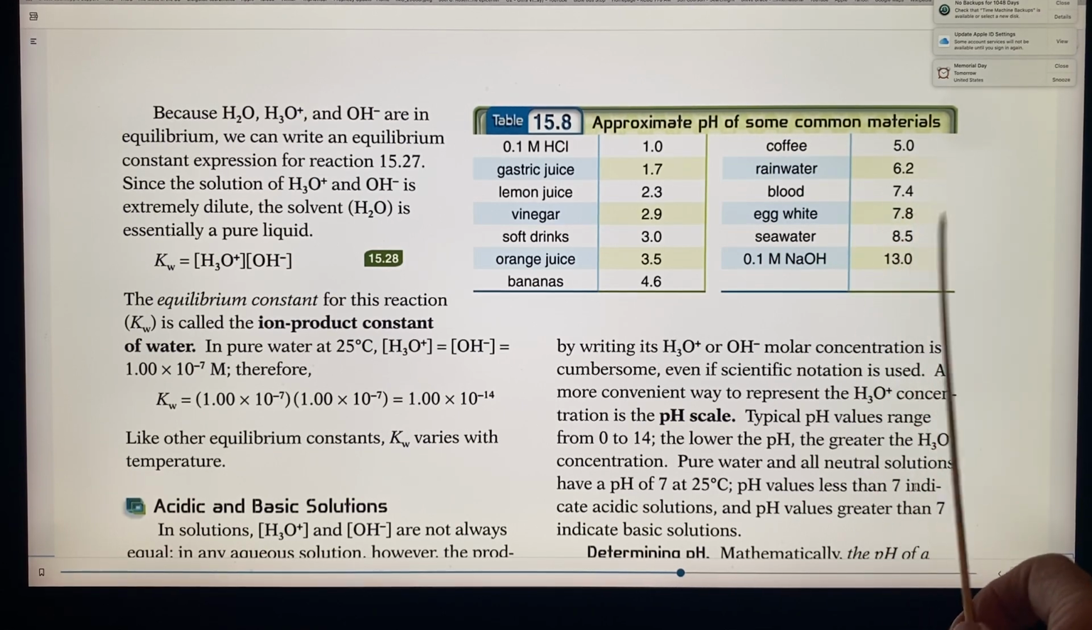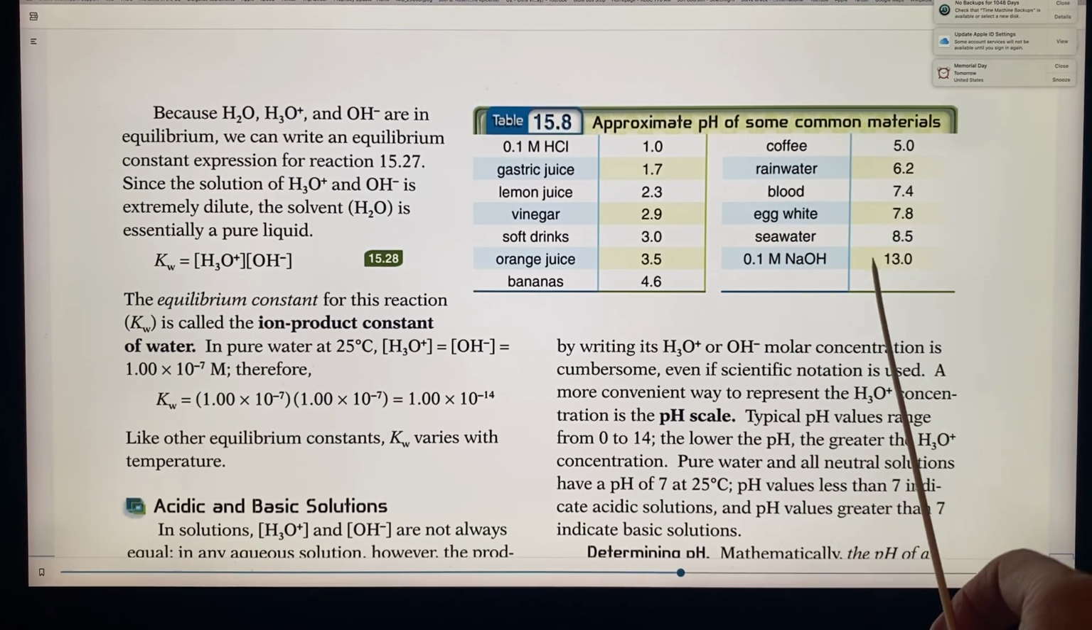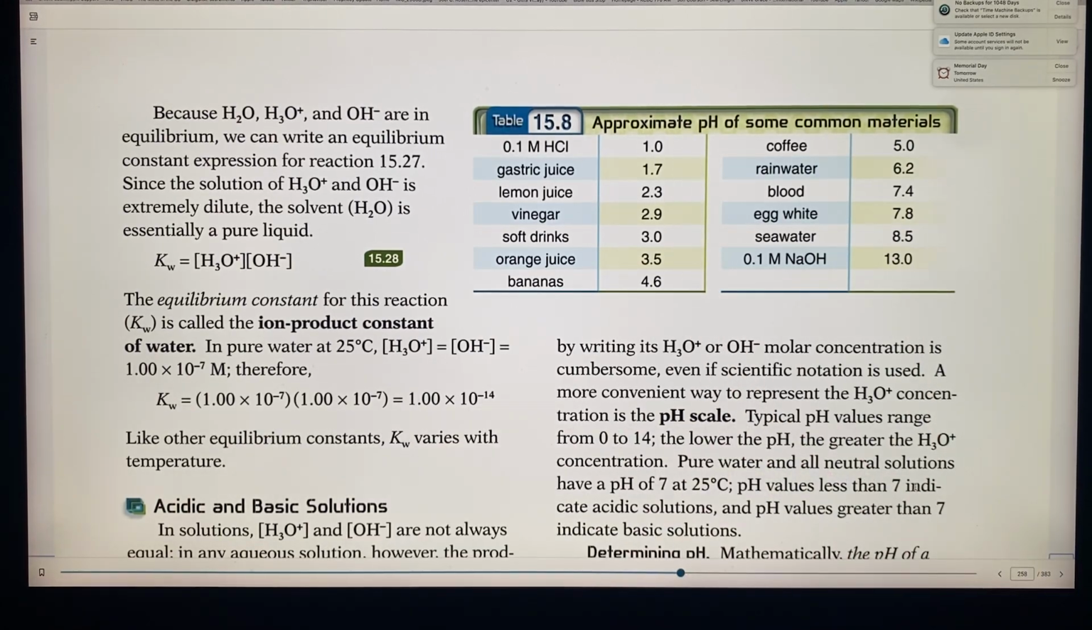Egg whites are 7.8, so they're pretty neutral. They're kind of slimy. That means they're basic, right? Seawater is basic at 8.5. And then we have 1 mole of sodium hydroxide at 13. So you see here, the high is very basic, low is very acid.